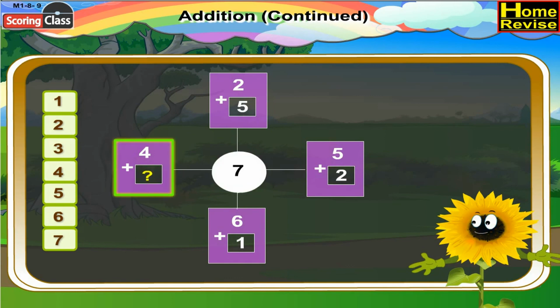What should be added to 4 to get 7? Let's begin our counting with 4 and end with 7. So it would be 5, 6, 7. 3 must be added to 4 to get 7. So 4 plus 3 is equal to 7 as well.